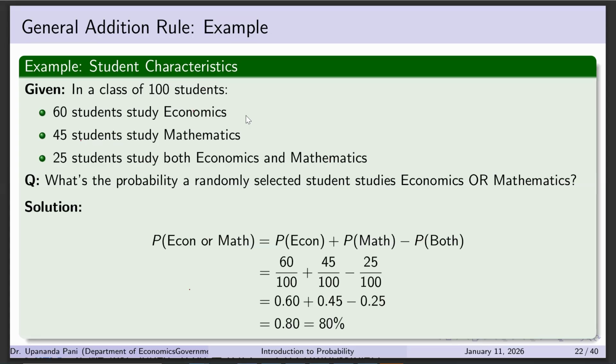So now let's see why you should not take so much time. 60 students are there in economics. So probability of economics plus probability of math minus probability of both. Simple. 25 students study both economics and mathematics, so we have to subtract them. Simple. I don't know what the problem is over here.